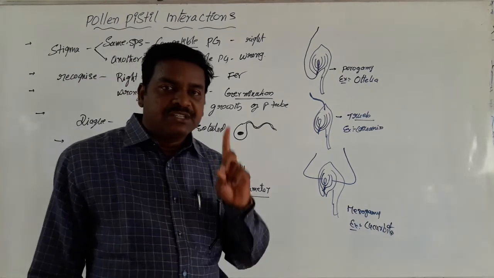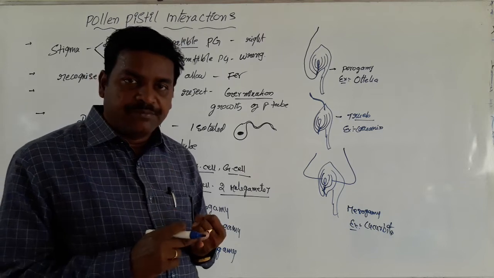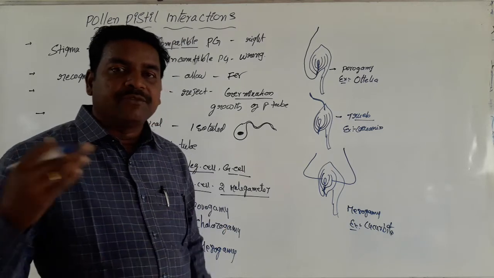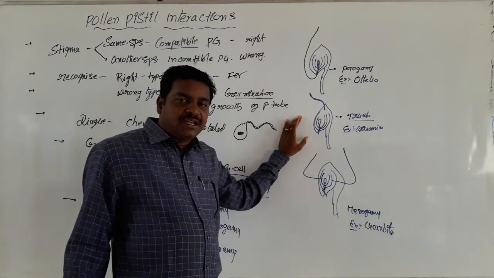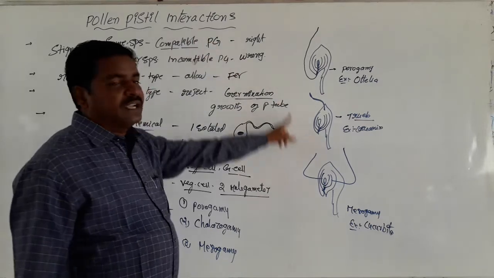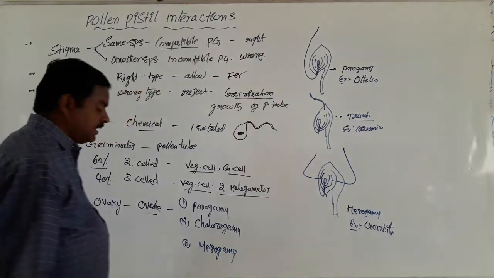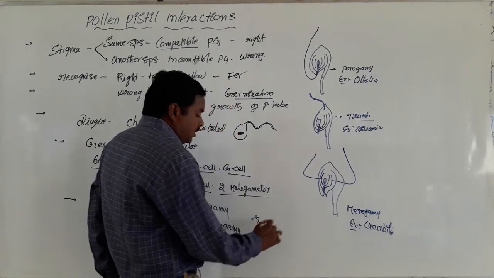All the events of sexual reproduction, from deposition of pollen grains on the stigma to entry of the pollen tube into the ovule, collectively are called pollen-pistil interactions. Students, now coming to other points.